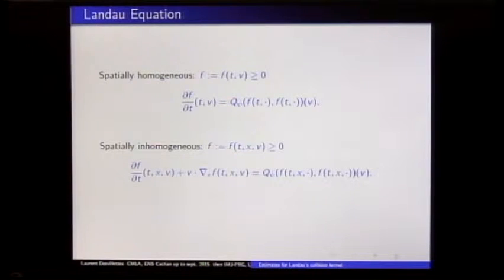Let me say that this operator naturally appears in an equation. So if you look at a plasma in which the density in terms of velocities is the same for all points x of the space, this is called a spatially homogeneous plasma, then you just look at the equation df over dt is equal to the operator taken at f at time t. And if you look at a spatially inhomogeneous plasma, then you have to add the so-called advection term here, which just tells you that particles go in straight lines if no force is acting on them. Okay? So this is sometimes called the spatially inhomogeneous Landau equation. But in this talk, I will speak almost exclusively of the spatially homogeneous one.